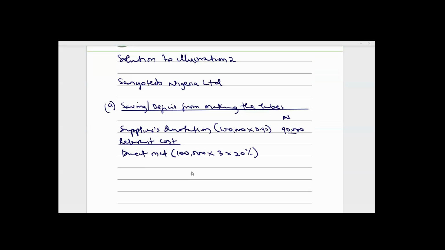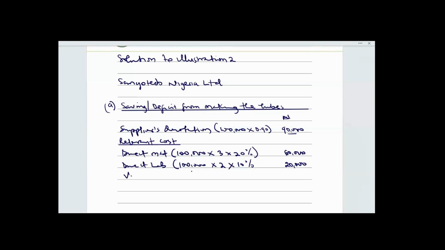100,000. 60,000. Pardon? 60,000. Okay, thank you. That's 60,000. Then direct labor: 100,000 boxes multiplied by 2 naira, reduced to 10%. This will be 20,000.